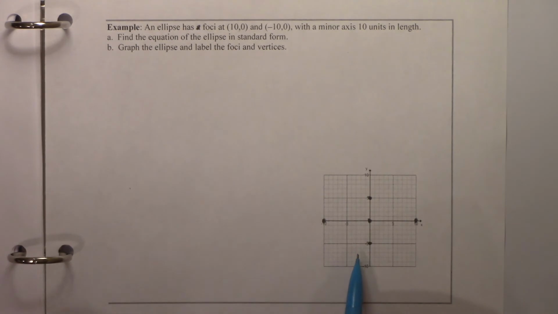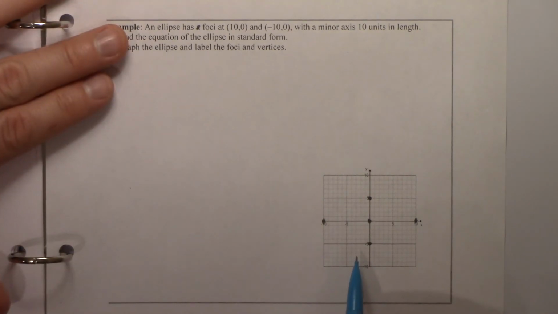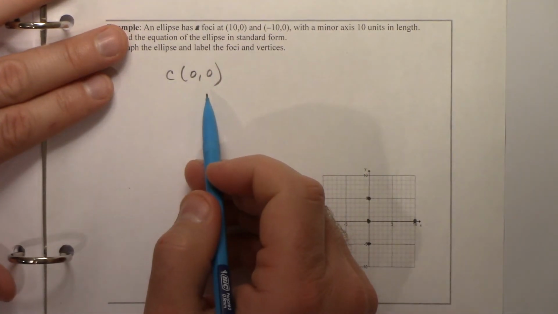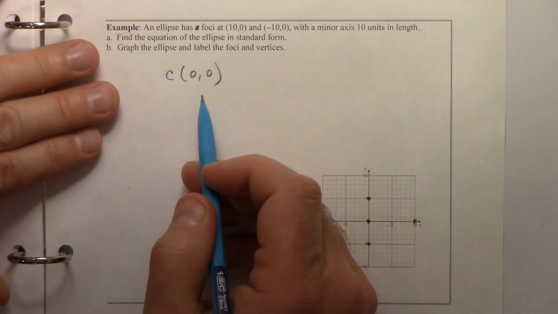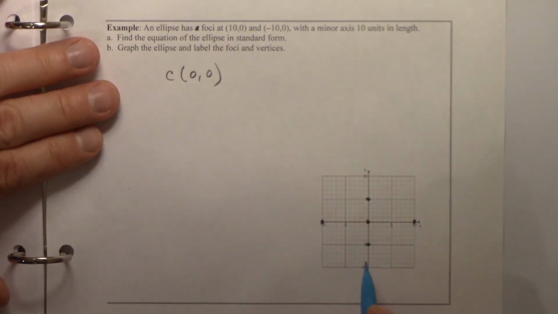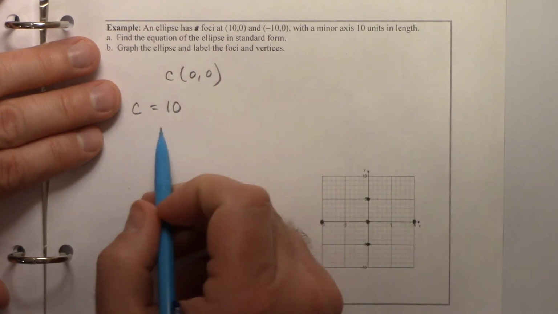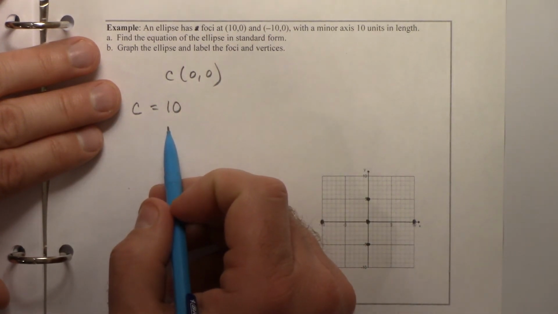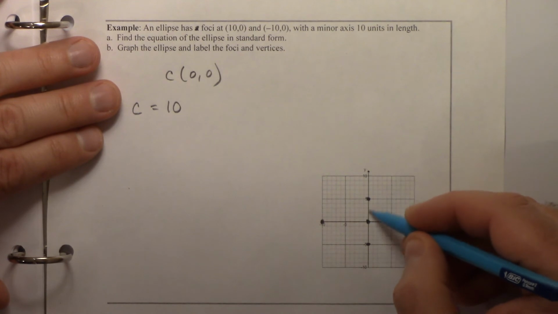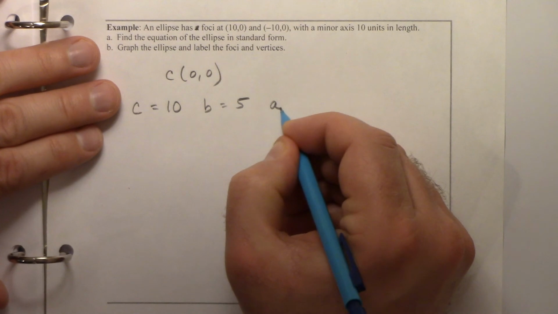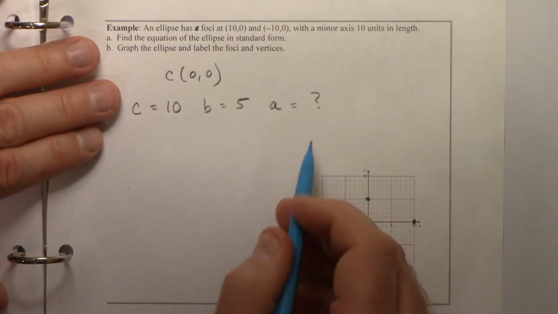So let's start jotting down everything that we've determined so far. We know that our center has coordinates 0, 0. We also know the value or the distance from the center to one of these focus points is 10 units. So that distance is called C, and that's 10. We also know this vertical radius is 5 units. So B equals 5. The A, which is the horizontal radius, we don't know.